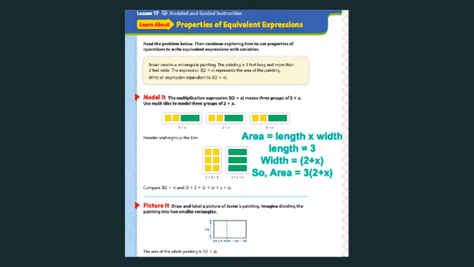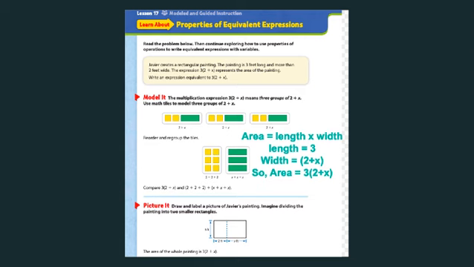Then it's telling you to look at the picture. This is problem 12. Explain why the area of the whole painting is 3 times 2 plus x. Well, it goes right back up to here. You're multiplying the length times the width. This is the length and that's the width. So you need to explain that just like I did.